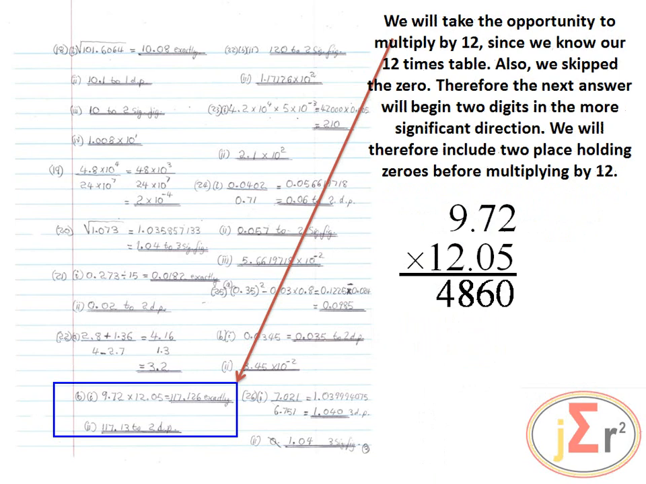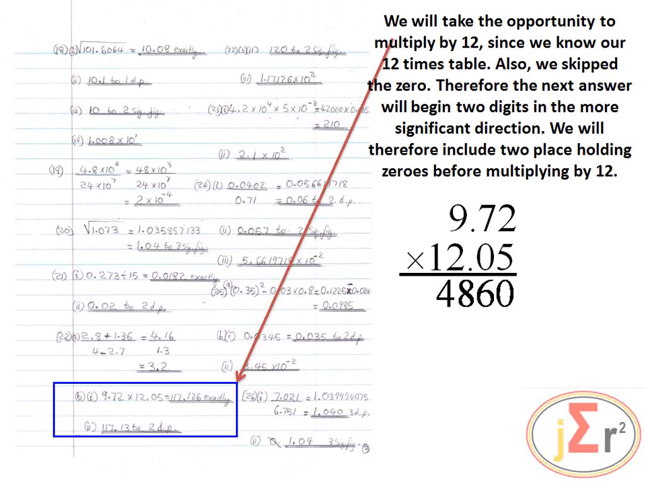We will take the opportunity to multiply by 12, since we know our 12 times table. Also, we skipped the 0. We did not use the 0 to multiply anything. Therefore, the next answer will begin 2 digits in the more significant direction. We will therefore include 2 placeholding zeros before multiplying by 12.